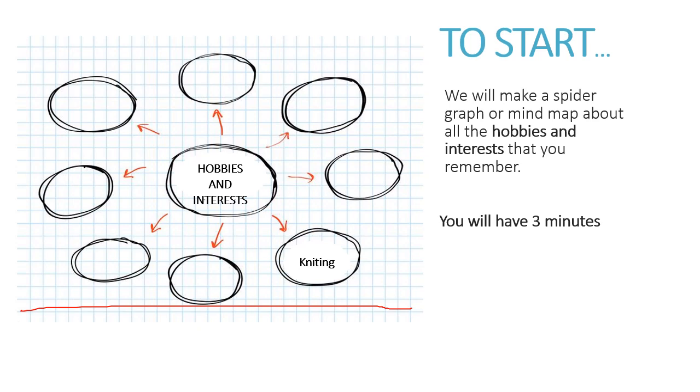For a spider web, we need the main topic in the center. In this case, it is hobbies and interests. And then you start writing words around related to the main topic. You already have an example that is knitting. Okay, so first of all, draw the spider graph, and then we will continue with a timer to start writing the words.